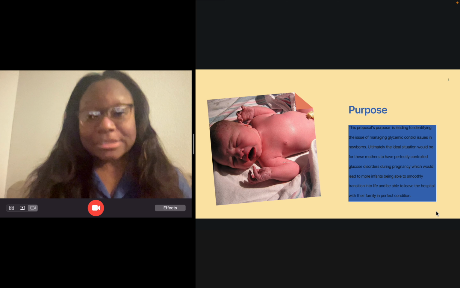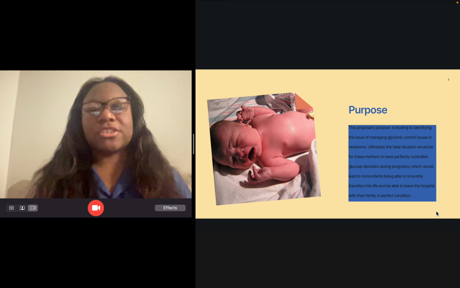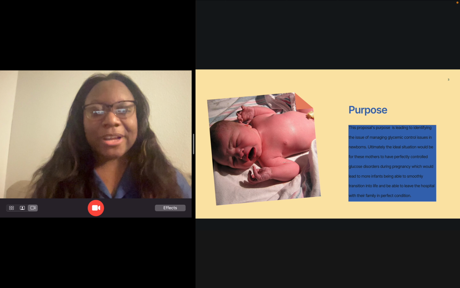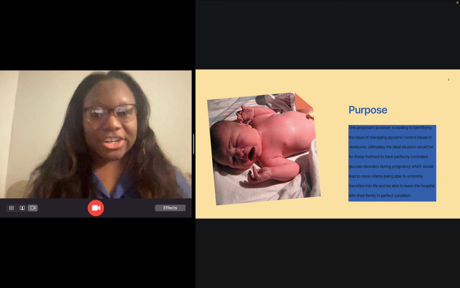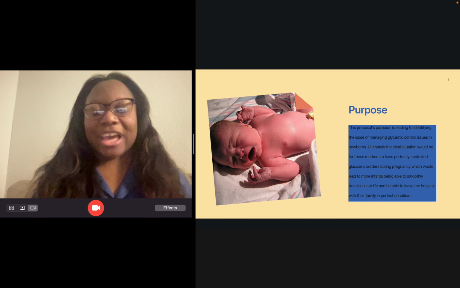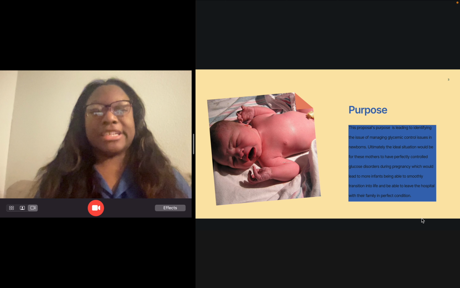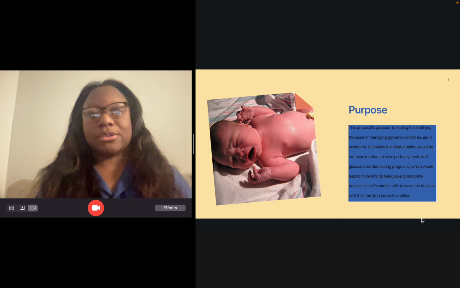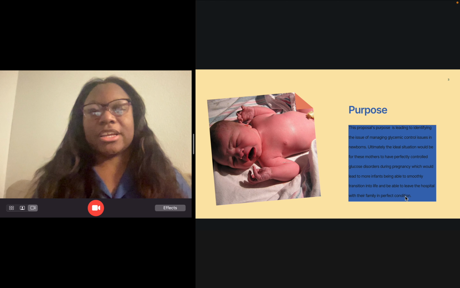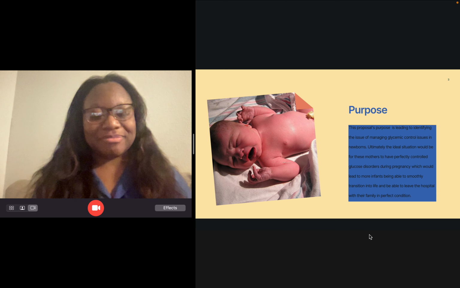Ultimately, the ideal situation would be for these mothers to have perfectly controlled glucose disorders during their pregnancy, which would lead to their infant having perfectly controlled glucose after birth. However, that does not always happen, but when it does, it leads to them being able to smoothly transition into extrauterine life and be able to leave with their family in a perfect condition.